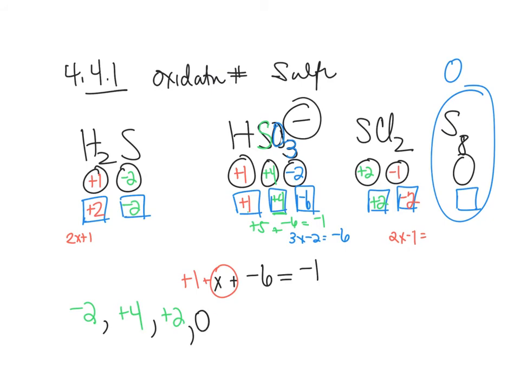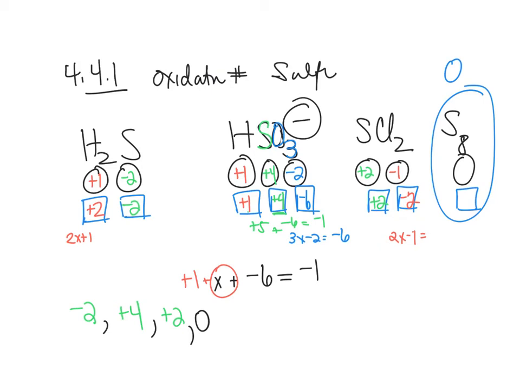So if we look at our answers here, what do we see? We see a -2, a +4, a +2, and a 0, which is answer E. And if I look at the back of the book, that is correct. So I like that way of doing it.